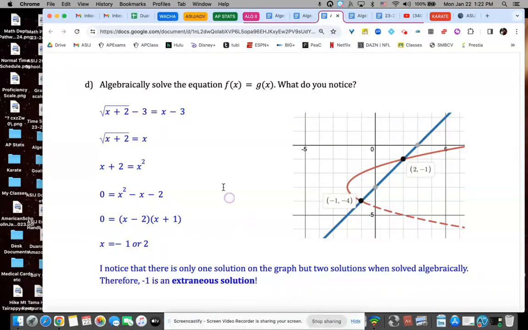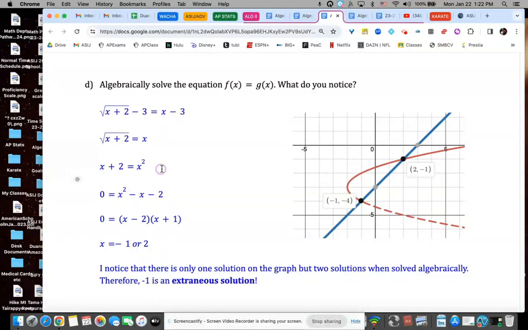This is exactly where this extra solution comes in. When I square both sides of an equation, like I did here, you're going to be introducing an extra solution. Almost always, you're going to get an extraneous solution. Okay, but it'll come out in the algebra.